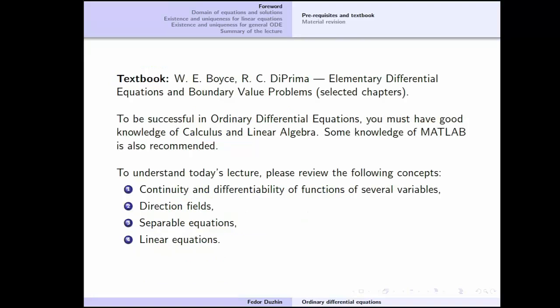In order to understand today's lecture well, you need to review a few concepts. So if you do not feel very strong about continuity and differentiability of functions of several variables, then probably you should stop the lecture now and open your Calculus 3 lectures.